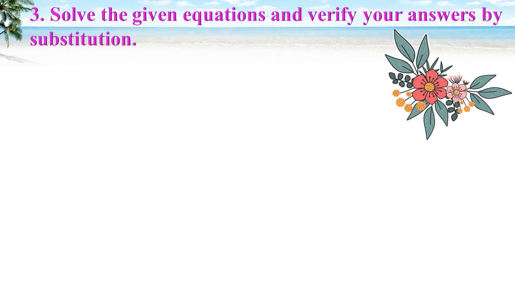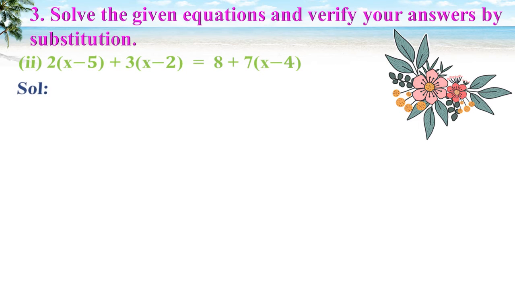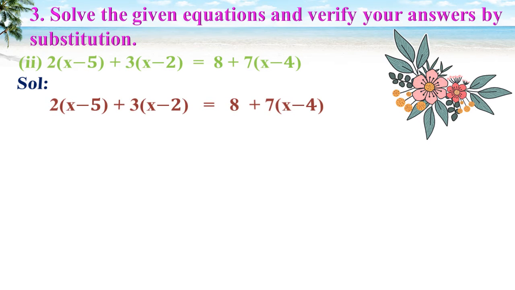Let's see. Solve the given equations and verify your answer by substitution. Now take the equation 2 of x minus 5 plus 3 of x minus 2 is equal to 8 plus 7 of x minus 4. First of all, 2 is multiplied with what is inside the brackets. So 2 into x, 2x. 2 5s are minus 10, plus 3 into x, 3x. 3 2s are minus 6, is equal to 8 plus 7 into x, 7x. 7 4s are 28.